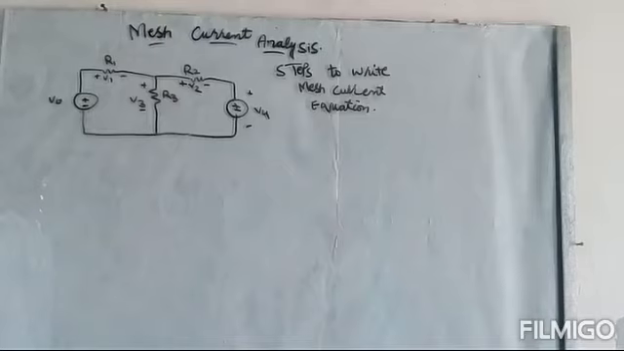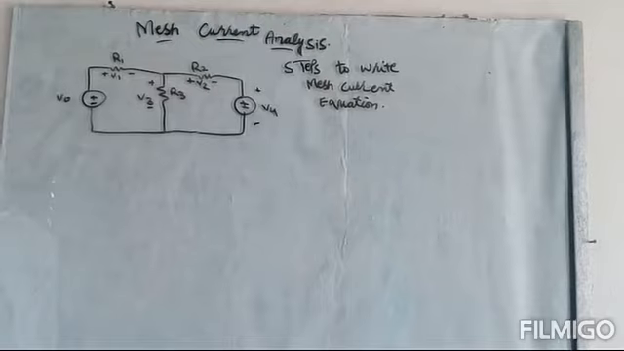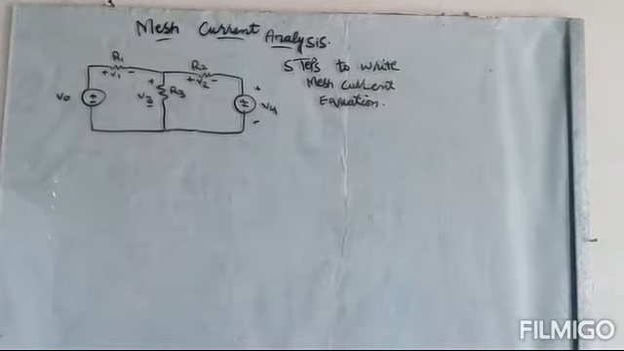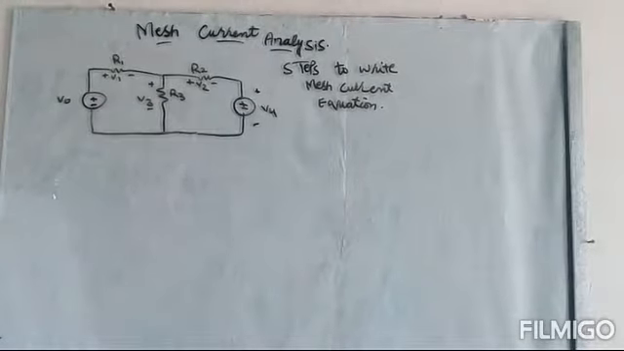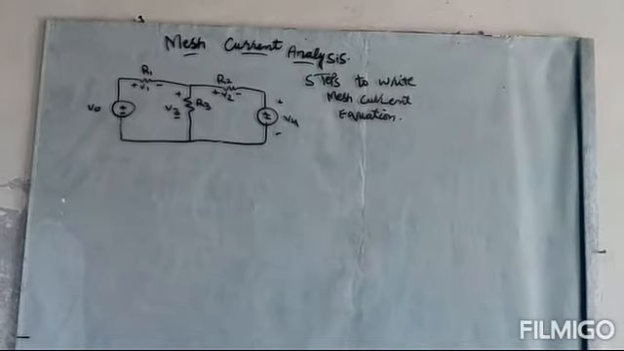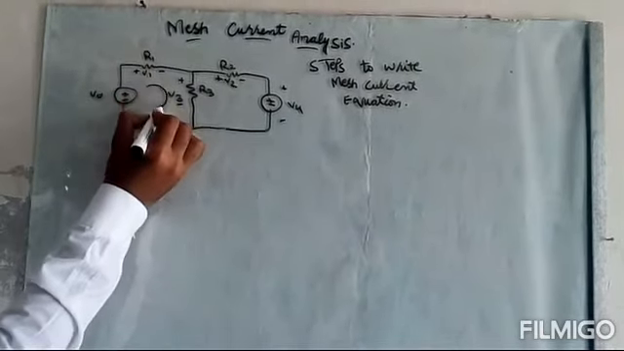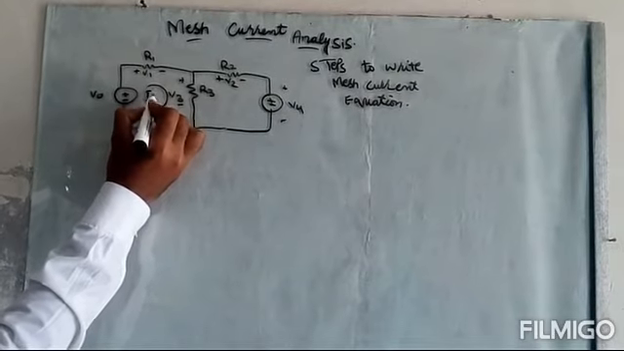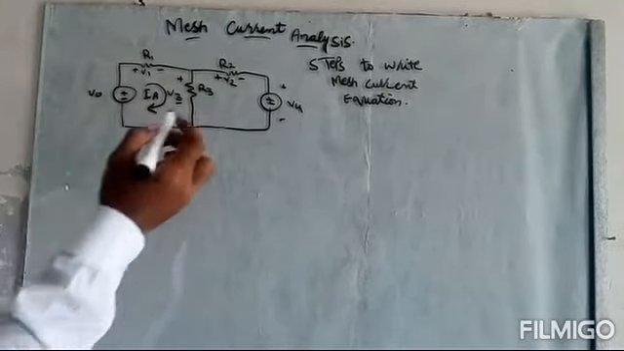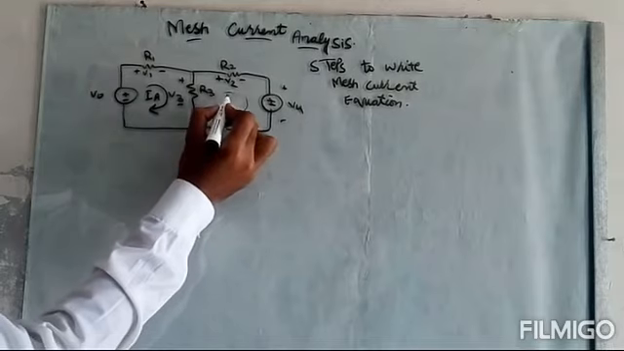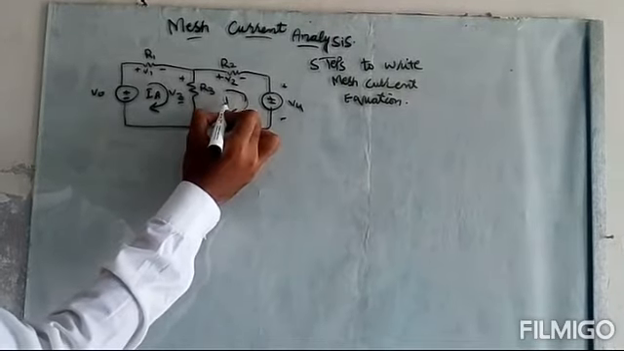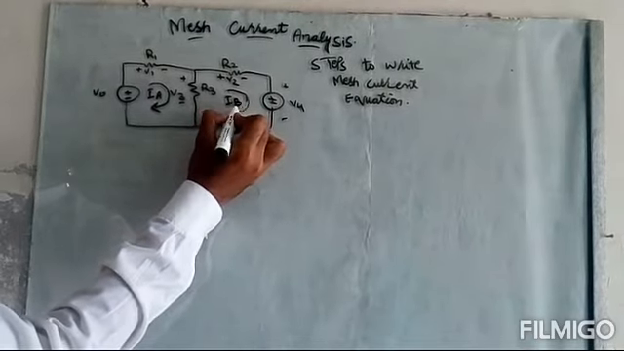Now we will see the steps that are followed to write the mesh current equation. First of all, we will assign a direction to the mesh current, and as I have said earlier we will always take the clockwise direction. So this is our mesh A and this is mesh B. The current is IA and the current is IB.